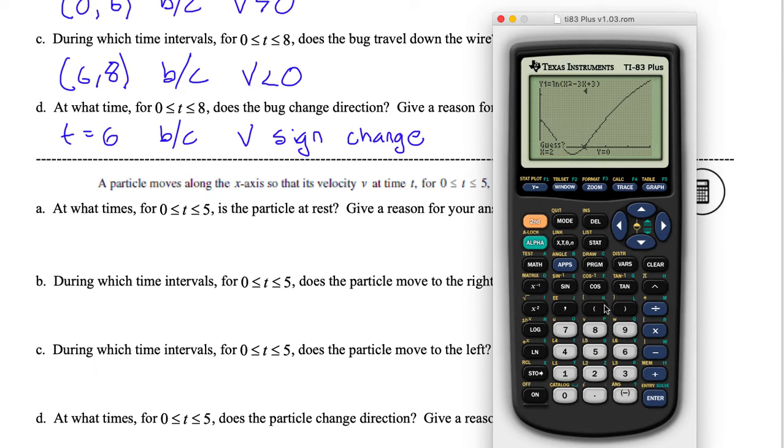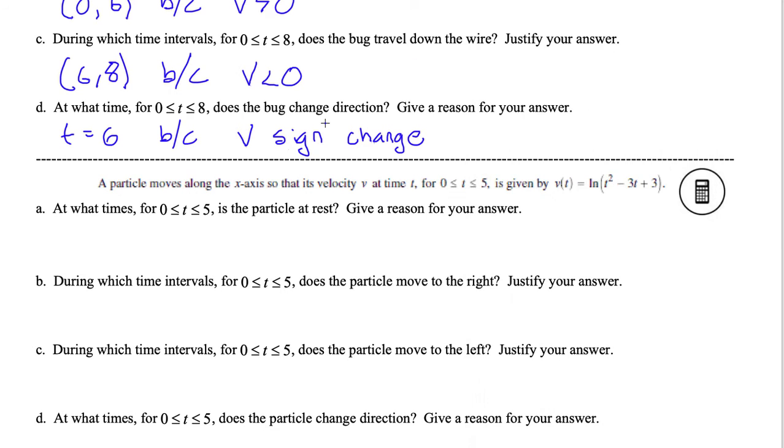And that might be a little bit too big. And my guess is 1. It's x equals 1 exactly. It wasn't some weird decimal. So at t, in this case, is 1.